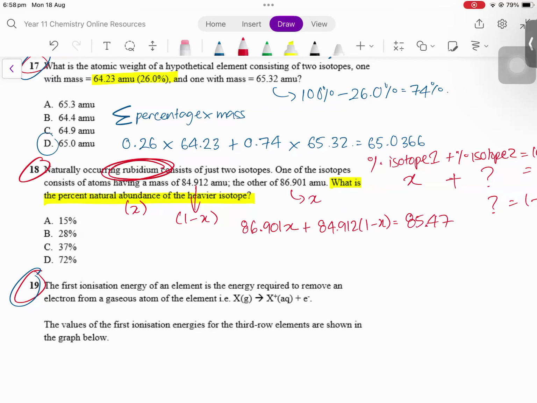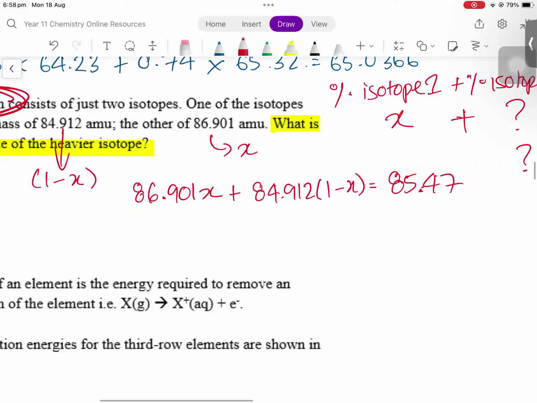And guys, all you're doing now is moving this around. So we're doing 86.901x plus, I'm just going to expand my bracket. So 84.912 minus 84.912x is equal to 85.47.